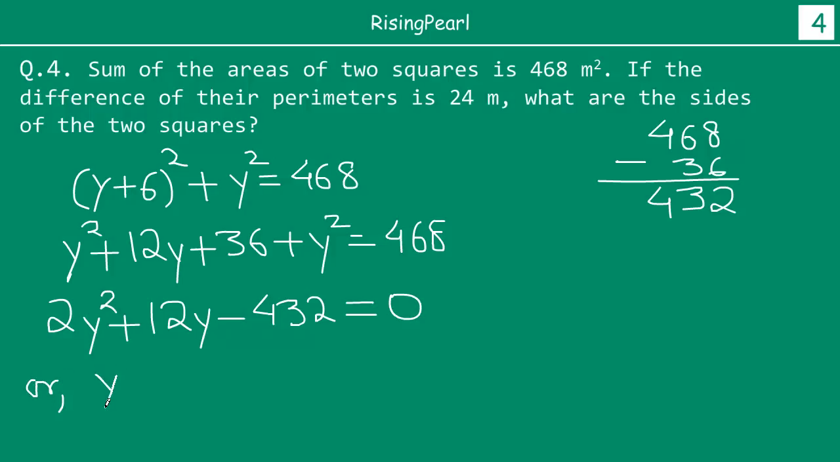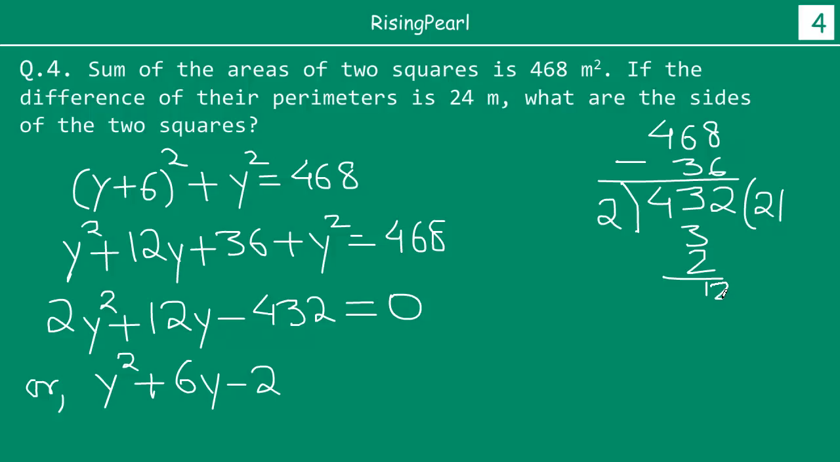All of these terms have 2 common. So let's divide by 2. So y square plus, 12 divided by 2 will be 6y minus, if you divide this by 2 you will get 216. So we are trying to do this basically, right? 2 2s are 4, then we will have 3, 2 1s are 2, 1 2 6. So we will get 216 equal to 0. So now we have to apply middle term factorization on this quadratic equation.